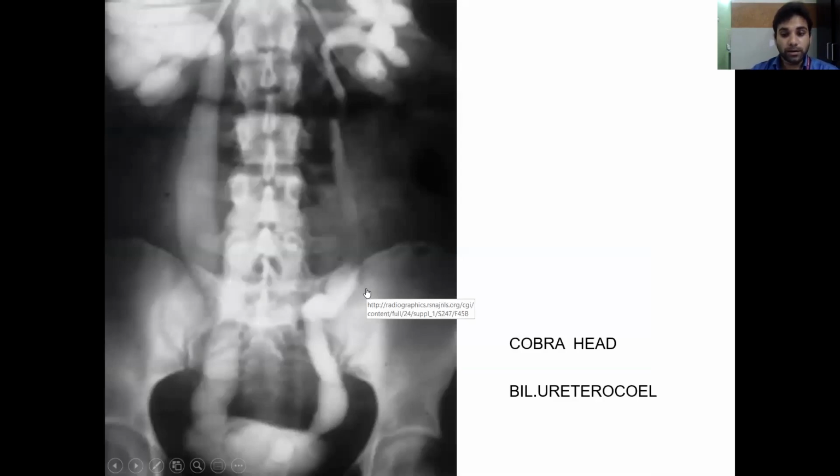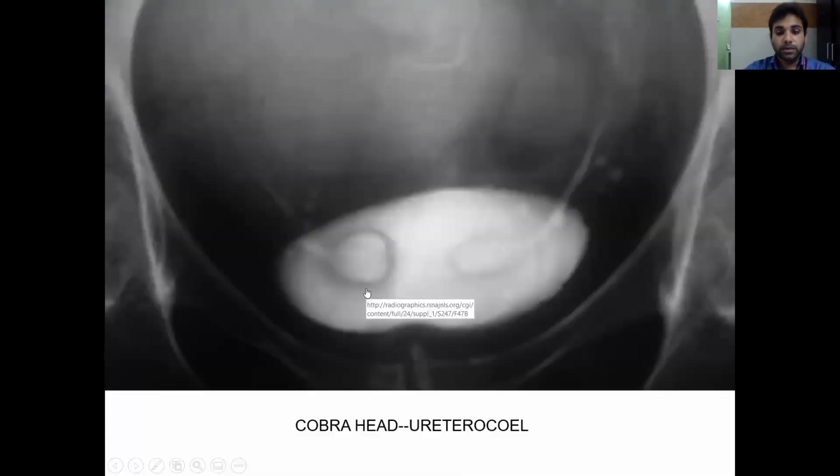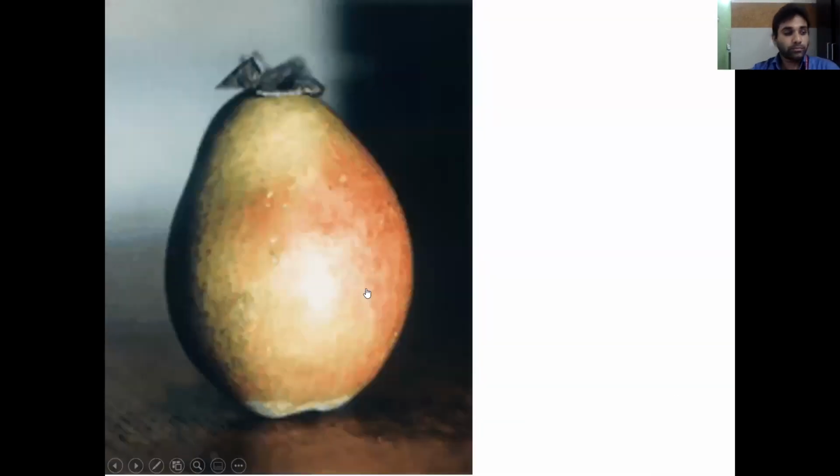IV shows bilateral ureterocele, cobra hood appearance. Another cobra head ureterocele.